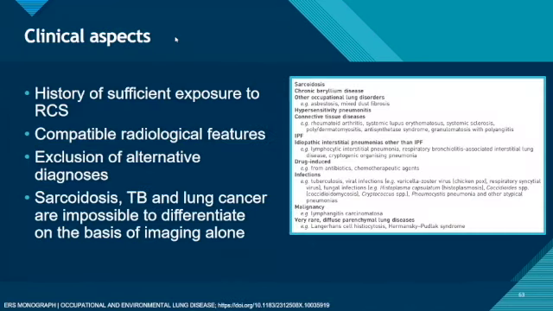So the clinical aspects: you've got to show that your patient had a sufficient exposure to respirable crystalline silica. That's what RCS stands for. You must have compatible radiological features. You need to exclude alternative diagnoses, which this box on the right shows, the extensive differential for what may look like silica-associated lung disease. And here's another important point to stress: sarcoidosis, TB, and lung cancer are impossible to differentiate on imaging alone. In these patients, rather, you often need to do a biopsy.